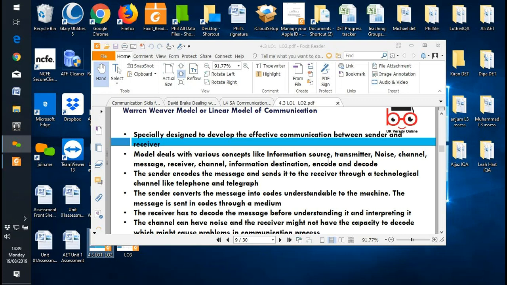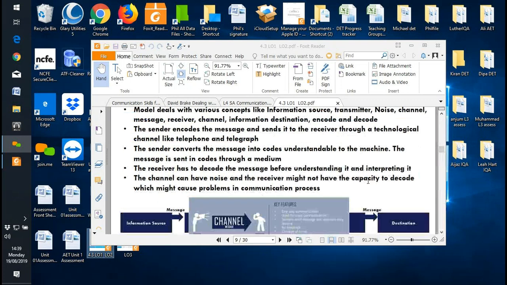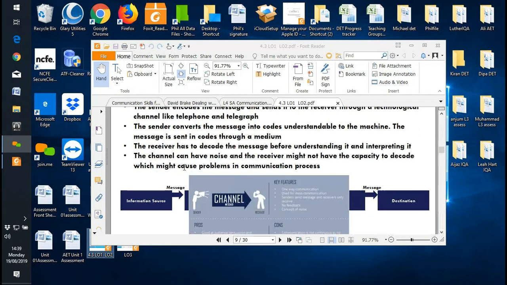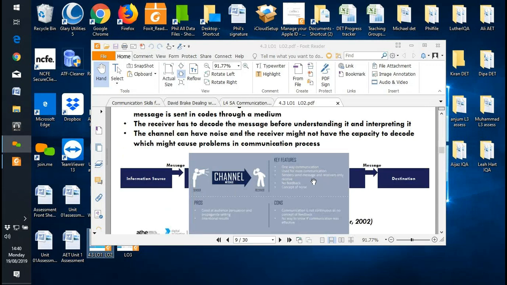The sender converts that message into codes understandable to the machine. The message is sent in codes through a particular medium. The receiver has to decode the message before understanding and interpreting it, and then the channel can have noise, and the receiver might not have the capacity to decode, which might cause problems in communication processes. So the information source uses a channel which may not be the correct one, and the key feature is one-way communication. The senders send the message to receivers only, and they only receive.